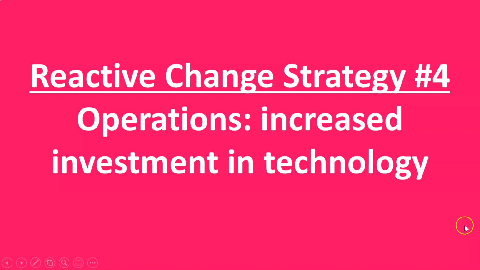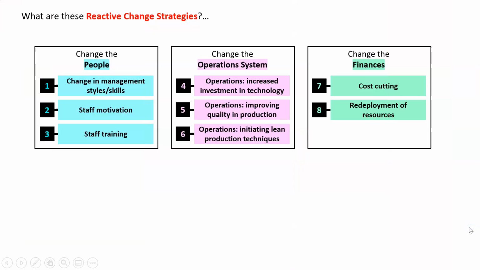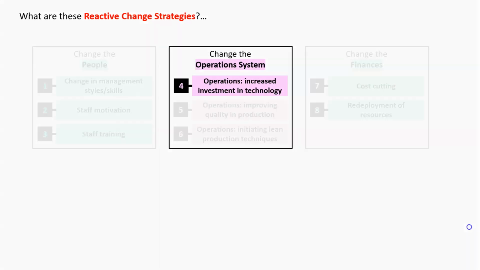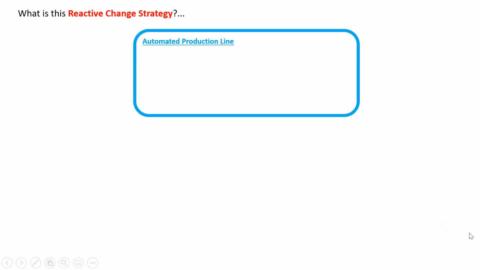The fourth reactive change strategy is an increased investment in technology. So we'll start to move into the second group of reactive change strategies, which are things that we can do to change the operation system. We're going to get some value from things we learned earlier. We learned earlier in the year that there is operations management, and one of the strategies within that we could use to improve efficiency and effectiveness was technology.